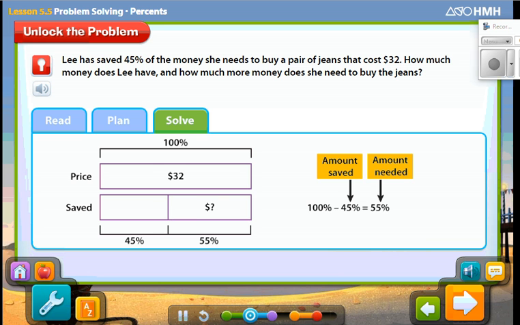Is there a different way this problem could be solved? You could say that Lee saved 45% of the money for the jeans and still needs the other 55%. You know 1% of $32 is 32 cents. Multiply that amount by 55. So 55% of $32 is also $17.60.